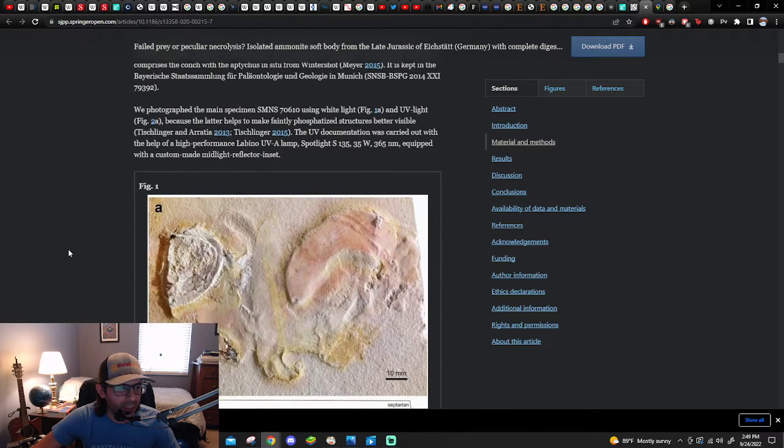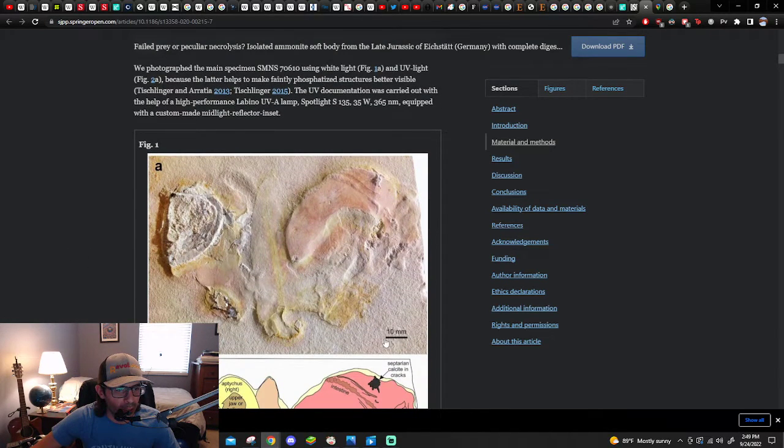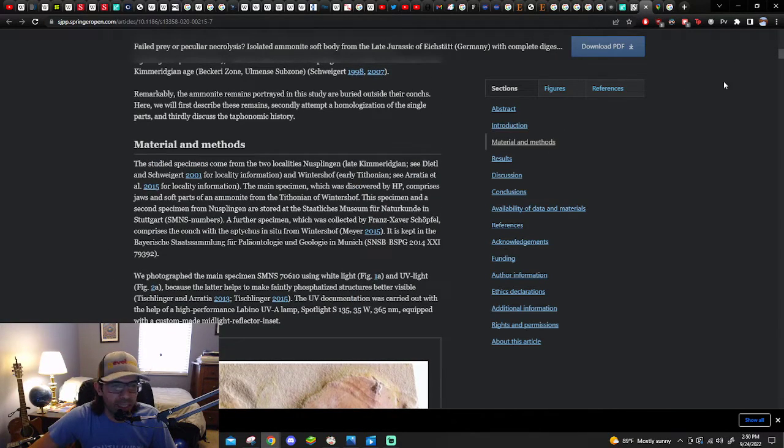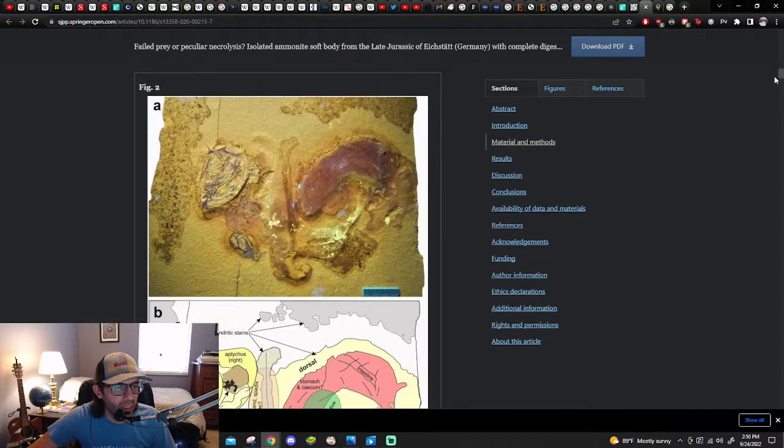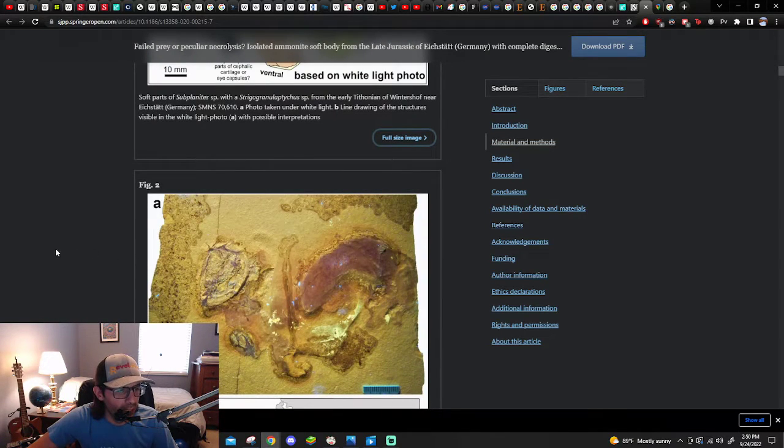Stomach. Like, how big is this? 10 millimeters. This is big. Let's say it's like 4 inches across. Okay. Let's say.